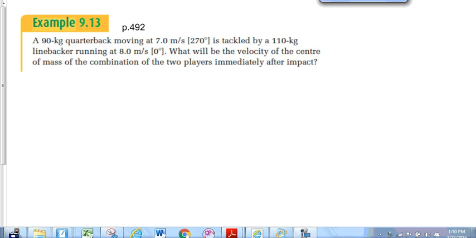So there's a couple issues that we have here besides the two-dimensional nature of this collision. One is that we're not sure exactly what the 270 and the 0 degrees means. Two, what's this whole deal with the center of mass?